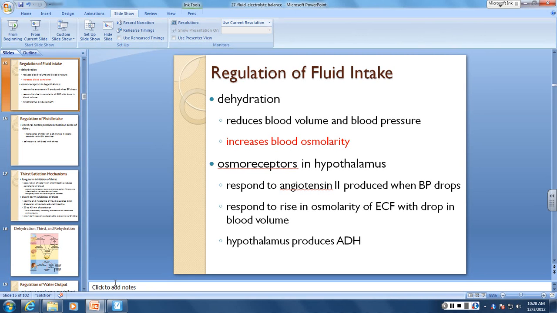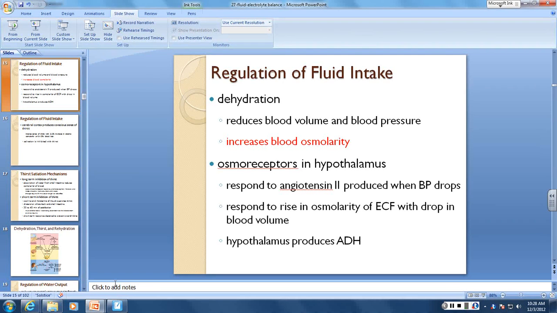Exactly. So the way we define blood pressure is what? The force of blood against the wall of the vessel. So if there's less blood, there's less force. Okay? And on the opposite end, if you increase blood volume by consuming too much salt, consuming excess salt brings in more fluid. That's increasing blood volume, which is also increasing blood pressure.